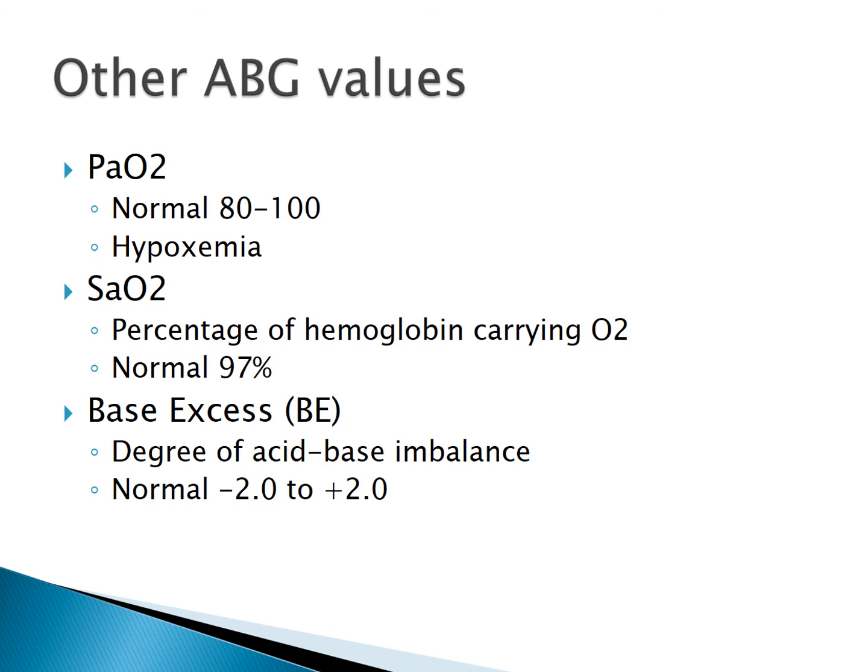Your base excess reflects the degree of acid-base imbalance. Normal base excess is between negative 2 and positive 2. Okay, so that's a normal for your degree of acid-base imbalance. Once you start going more than that, you've got to start wondering if there's some compensation going on.